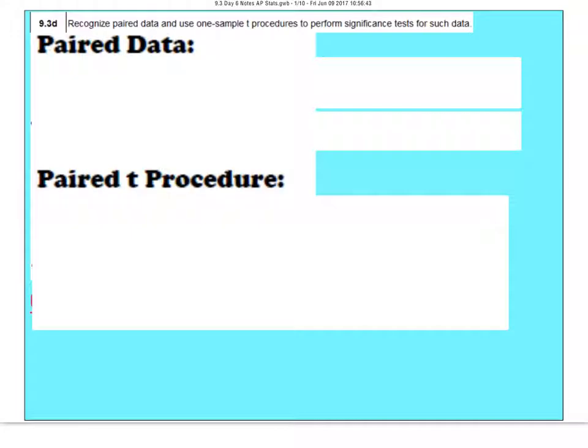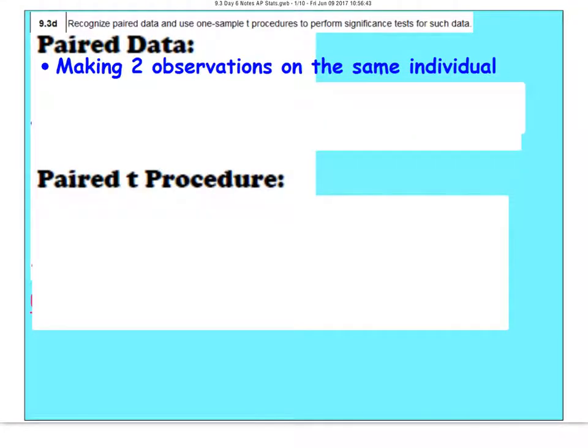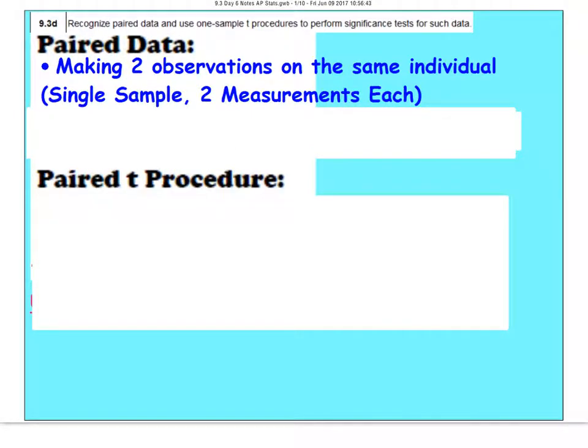There's two ways to do paired data. One way would be to make two observations on the same individual. Again, if I was seeing if Coke made a difference to me, I would make one observation before I drank Coke. I would drink the Coca-Cola. I'd make a second observation. I am the paired data. I'm the same individual, but two observations. In that case, it's a single sample, but measurements are done twice on that person.